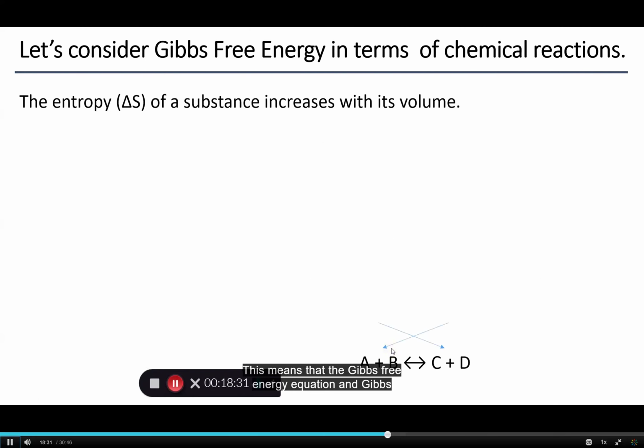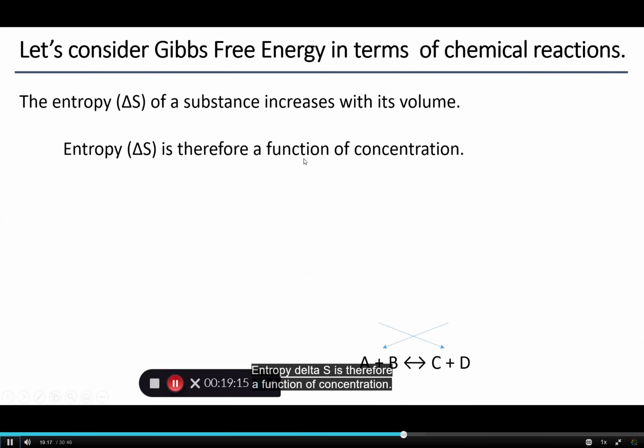This means that the Gibbs free energy equation, and Gibbs free energy in general, is dependent on entropy, is dependent on temperature, is dependent on all of the other things that would be true for a biochemical or a chemical reaction at equilibrium. That's going to make more sense in a moment. So let's walk through this. The entropy of a substance increases with its volume. So think of it this way. If there's more space in the system, there's more options for a molecule to exist in one spot. There's just more places that molecule can take up space if there's more space to take up. And so the entropy of a substance would increase if the volume of the system increases.